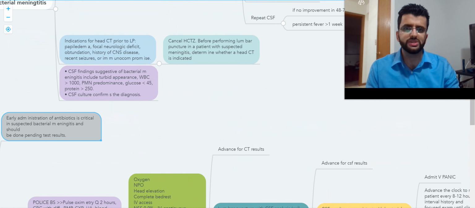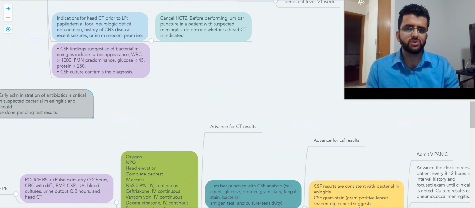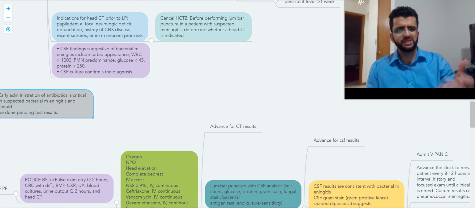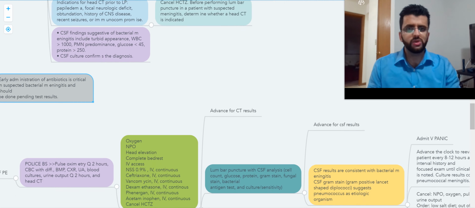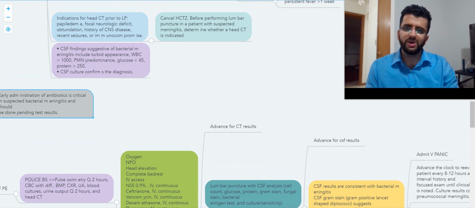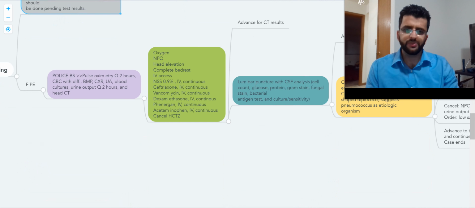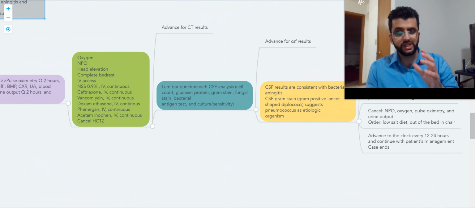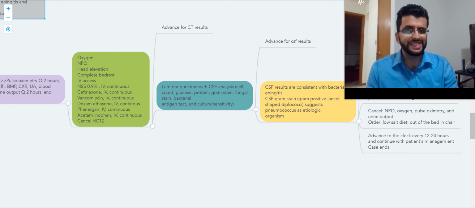This is important, okay? So we cancel it before performing lumbar puncture, because if we give hydrochlorothiazide, deplete the water, and then we give lumbar puncture, there's a risk of herniation. So we don't want to do that, it's not good. Okay. So first we cancel hydrochlorothiazide and we shoot blindly with antibiotic. And then we do the lumbar puncture with CSF analysis.